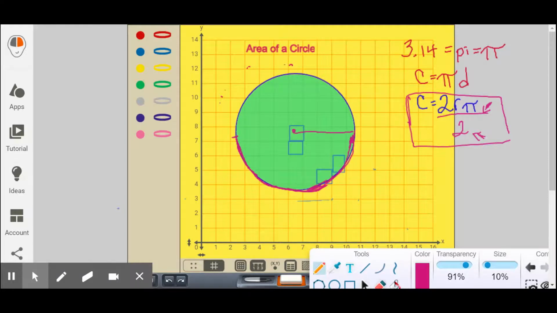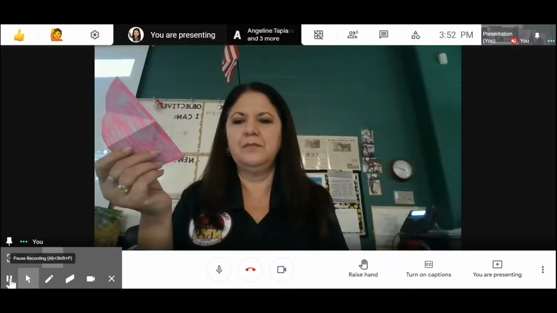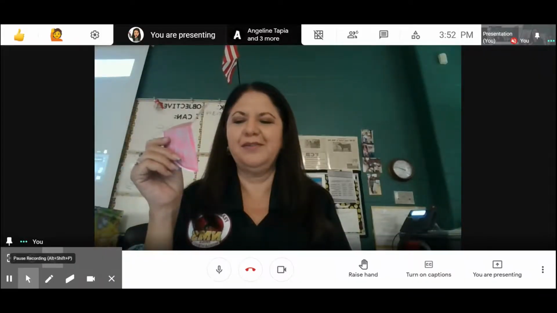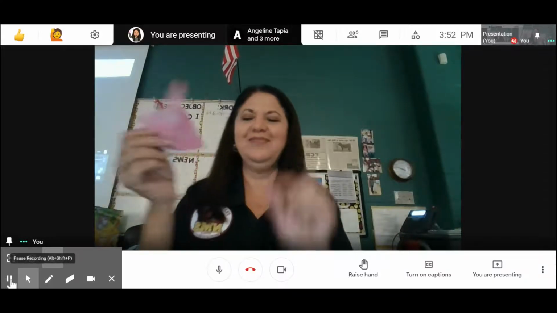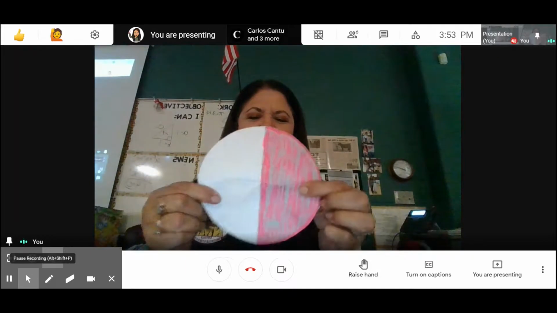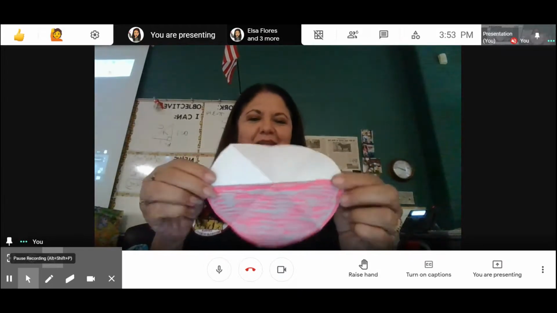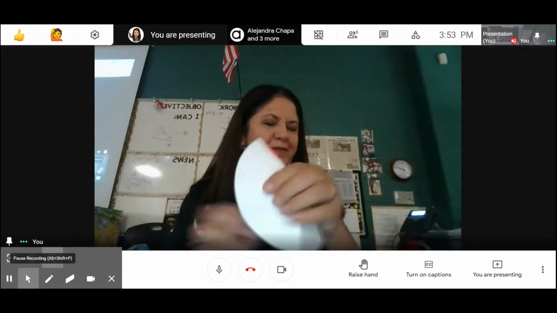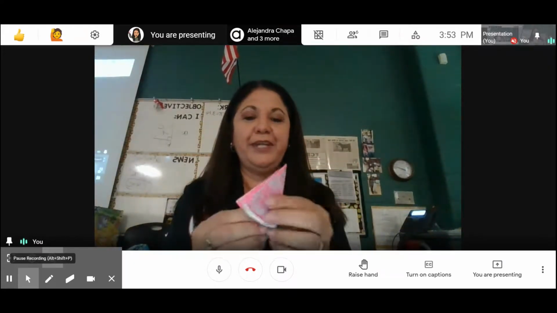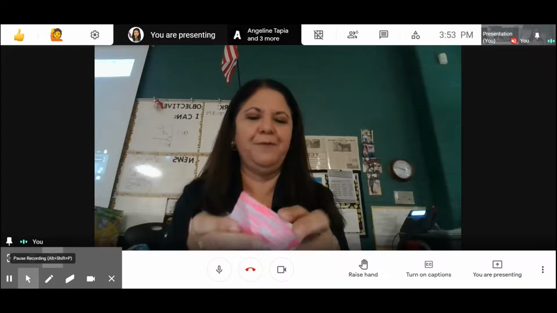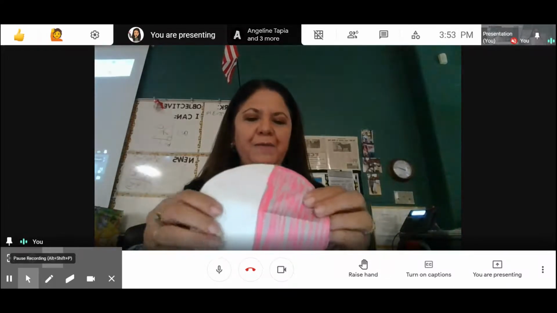So I'm going to push pause on my recording so that we can finish cutting it. So this is what our circle looks like that we're going to use. We shaded half of it. We outlined half of it. And then we folded it in half, in half again, and in half again. And now we're going to unfold it and cut along all the folds, cut them all off.